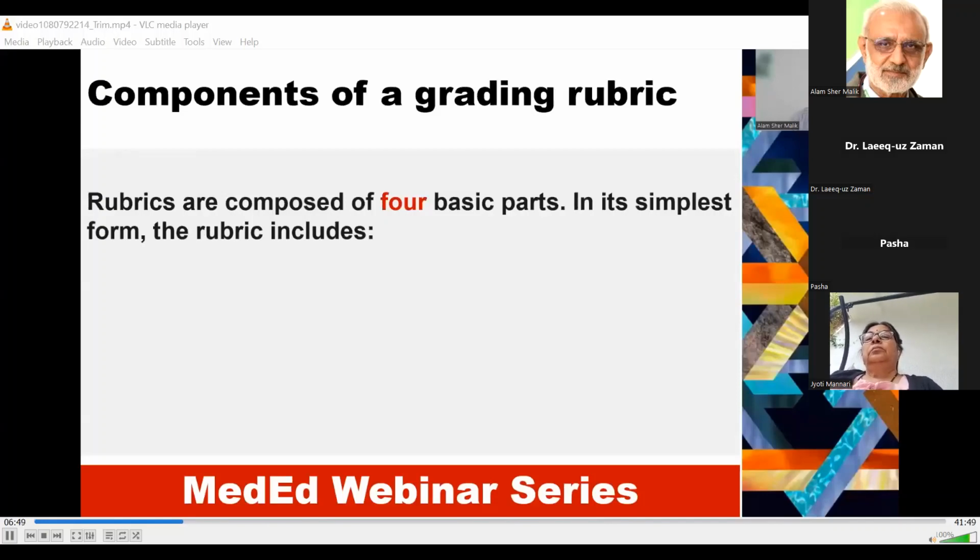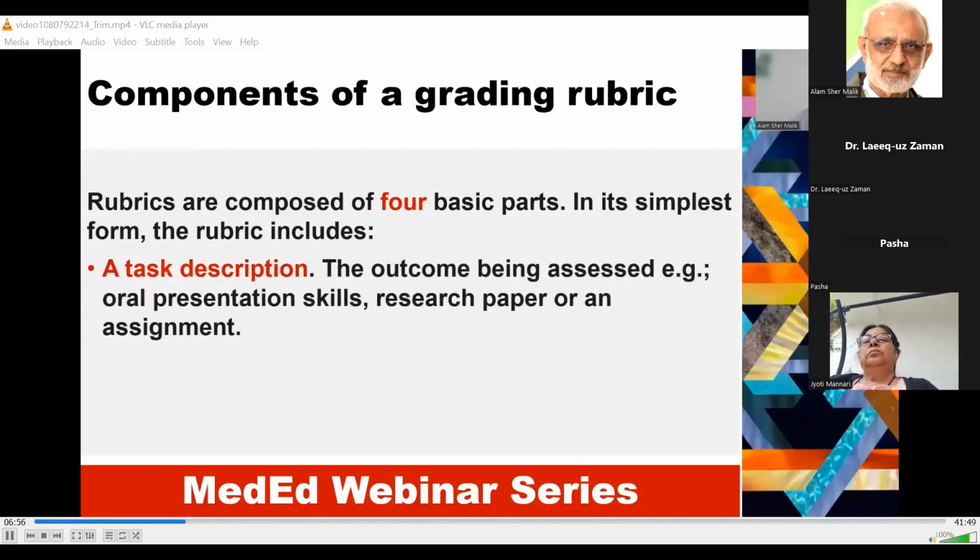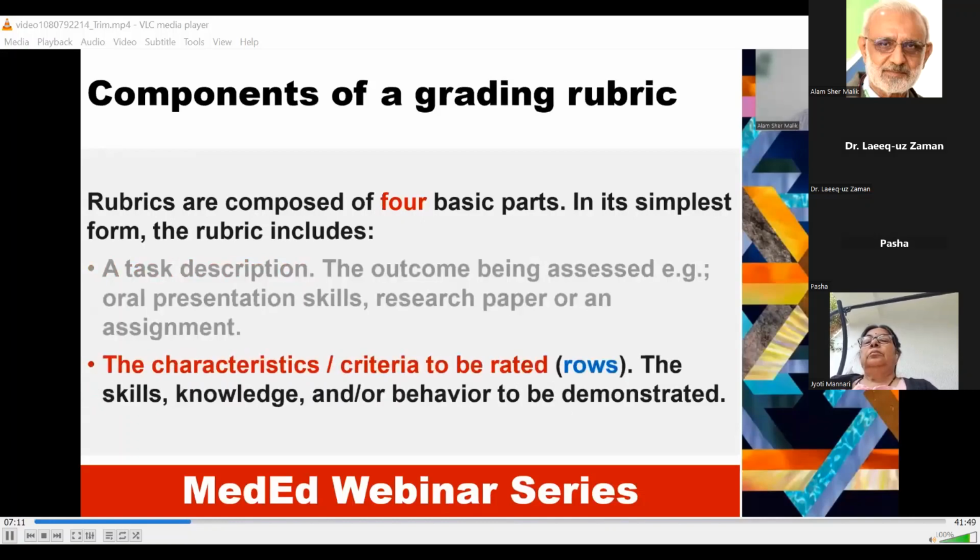Rubrics are composed of 4 basic parts. In its simplest form, the rubric includes a task description, the outcome being assessed, for example, oral presentation skills, research paper, or an assignment, or a long case or a short case. The characteristic or criteria to be rated, these are given in the rows and are based on the skills, knowledge, and behavior to be demonstrated.